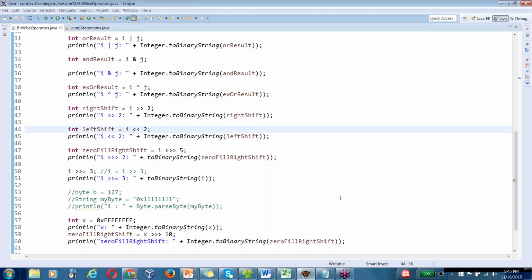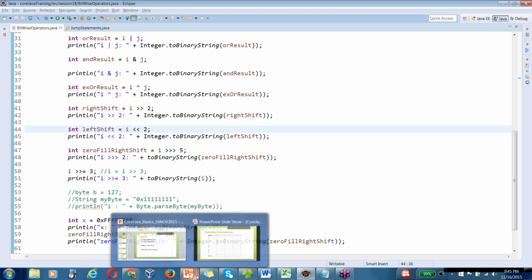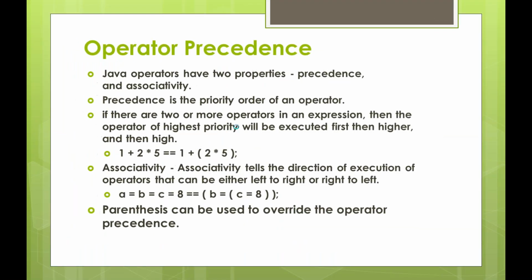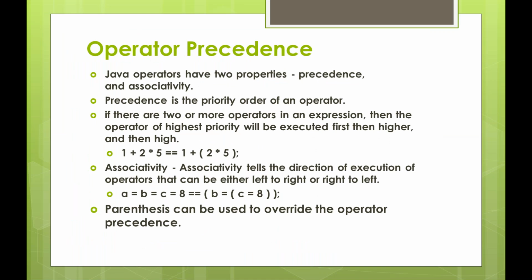Okay. So I think only one last topic is left. That is our operator precedence. Any Java operators have two properties. Let me finish this one. From tomorrow's session, we'll start object-oriented programming. What are classes and all those things.